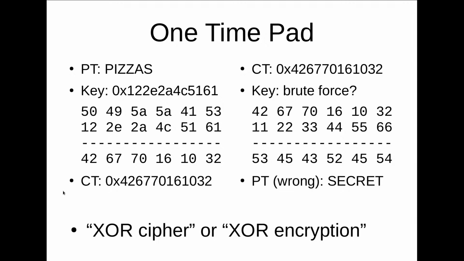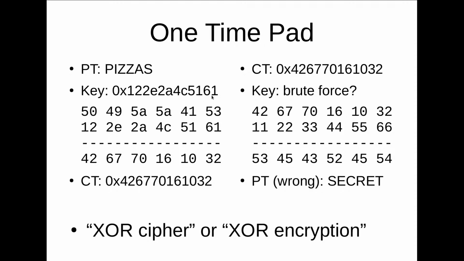Here you can see, if you have some plaintext such as the word pizzas, and then you have this key here in hex, and then if you do an XOR on the ASCII value of each character in the word pizzas with the corresponding byte in the key, then this is the ciphertext you end up with.